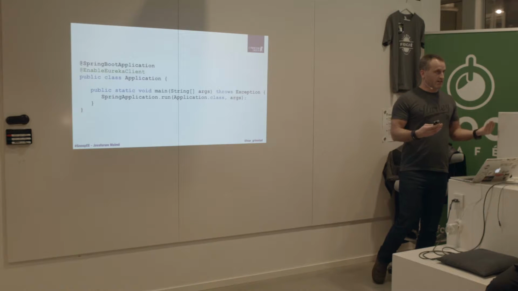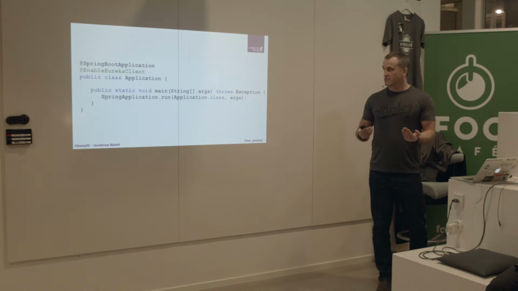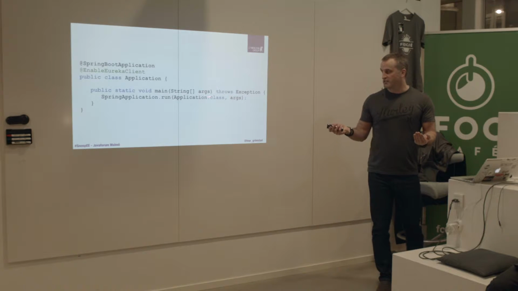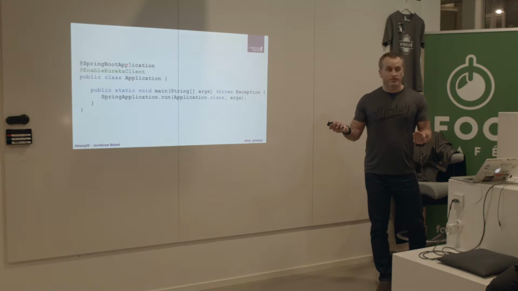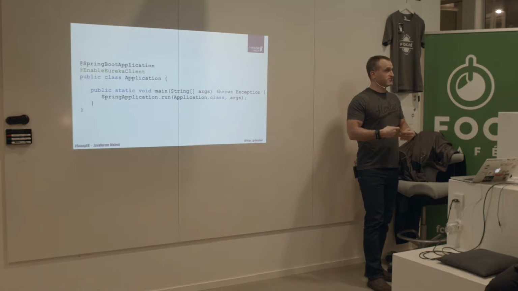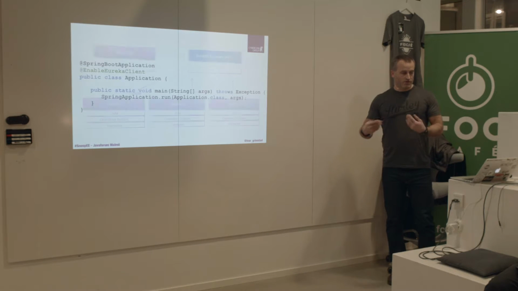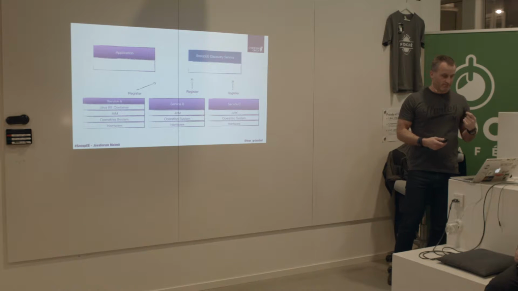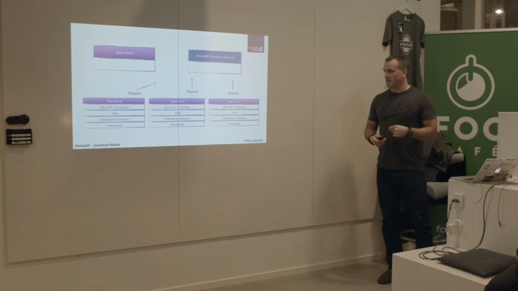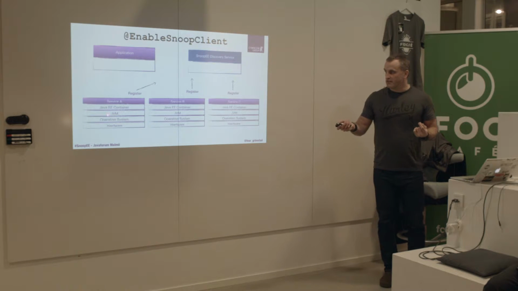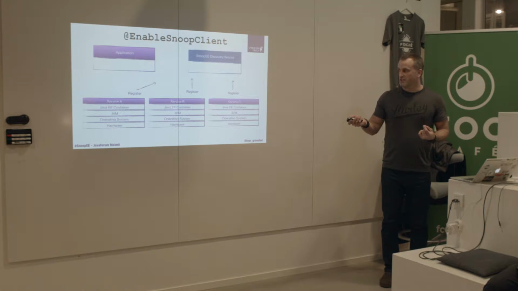So this is how to do a Spring Boot application. You have the application. This is a very simple one. It just starts, doesn't do anything. And you have the @EnableEurekaClient, and it actually registers itself with Eureka, and you're good to go. And this is what I wanted to build for JavaEE. So just add the @EnableSnoopClient, and then you have your microservices running in a JavaEE container all the way.